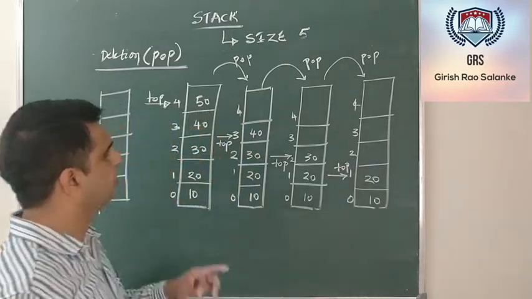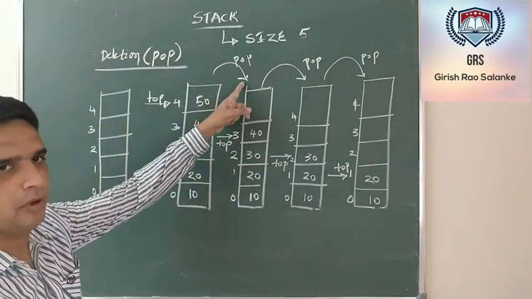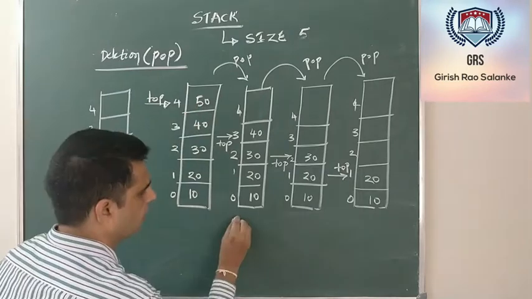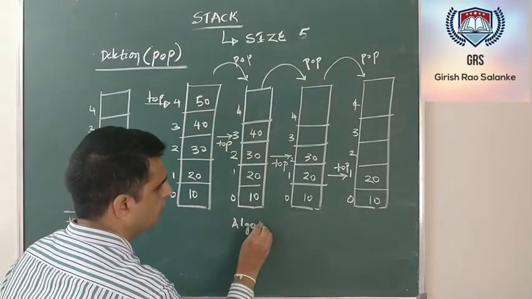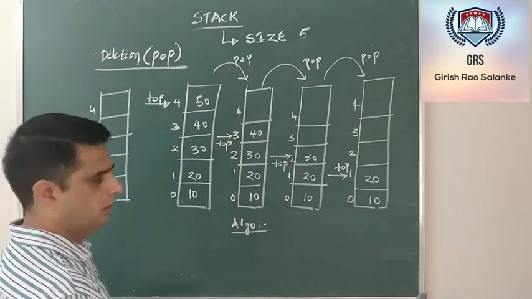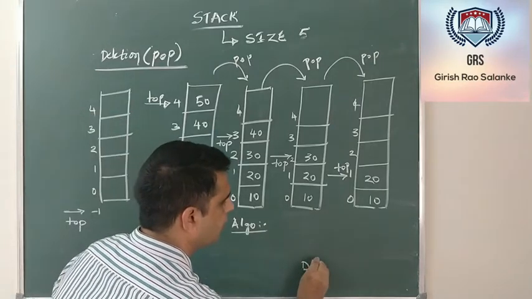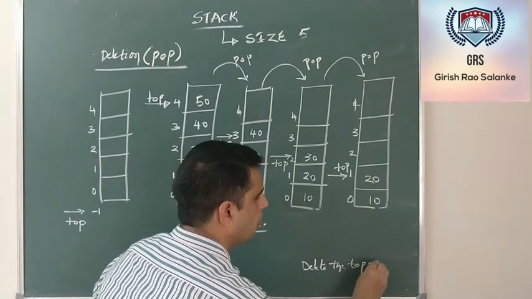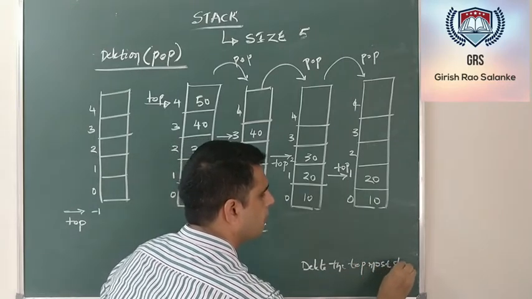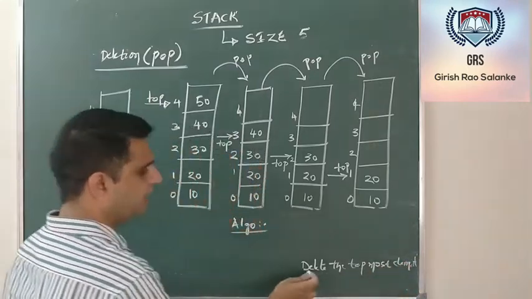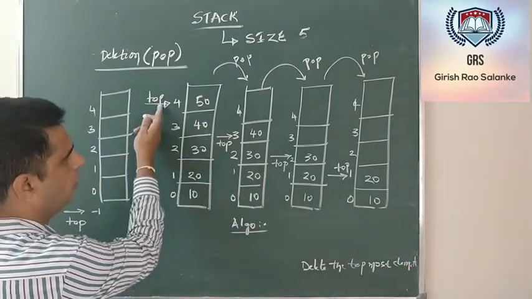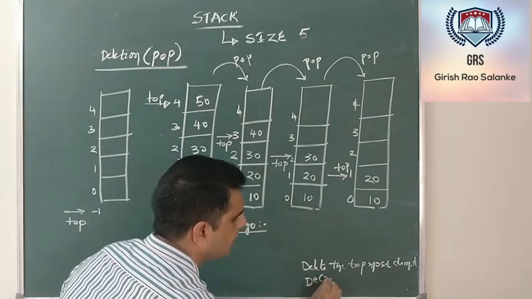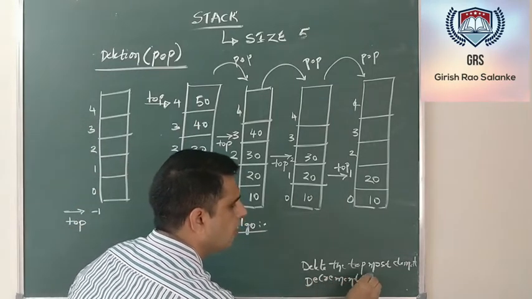So note that in the pop operation, first the element gets popped. I'll write a generalized algorithm here. The generalized algorithm would be: delete the topmost element. Once I delete the topmost element, 50 is deleted. What do we do with respect to top? Top should be decremented. Decrement top.